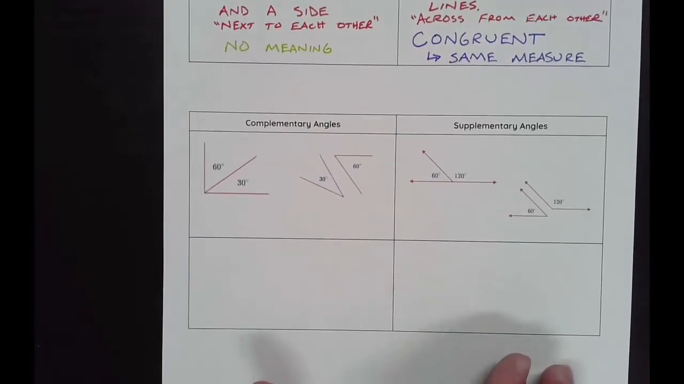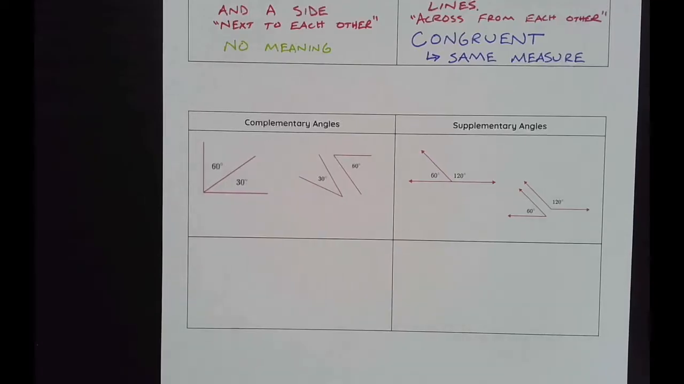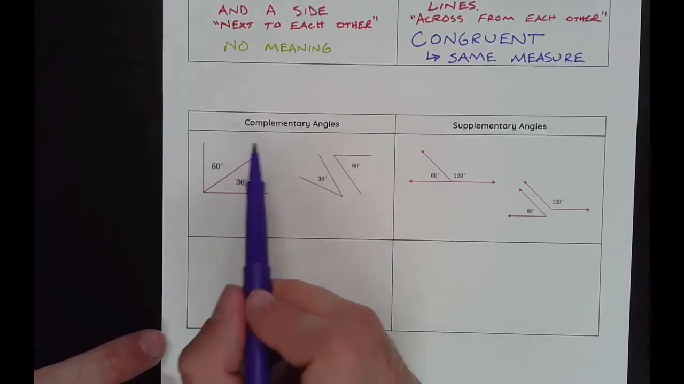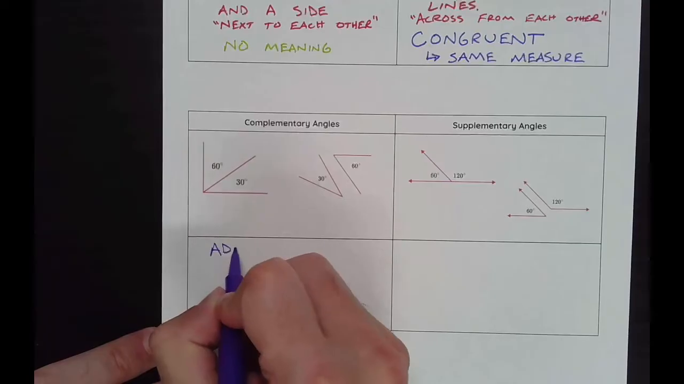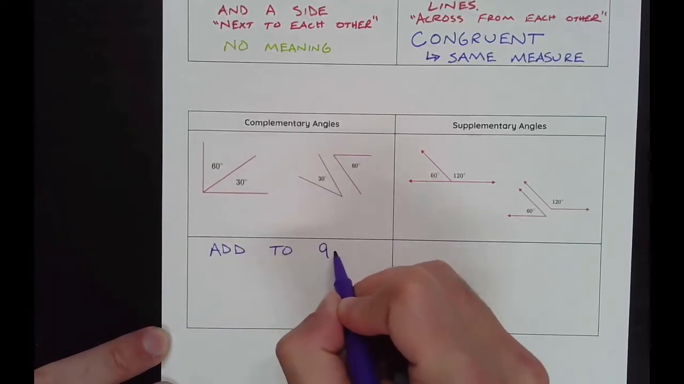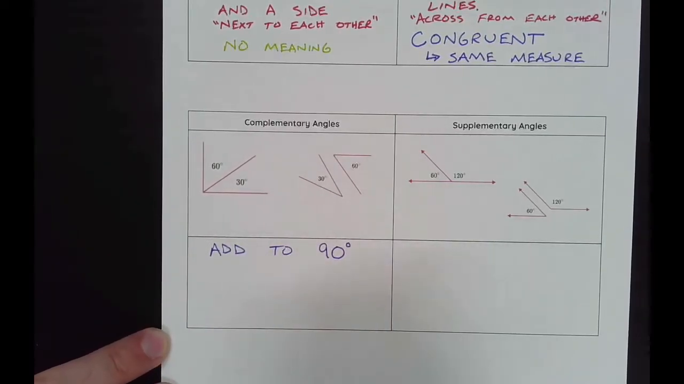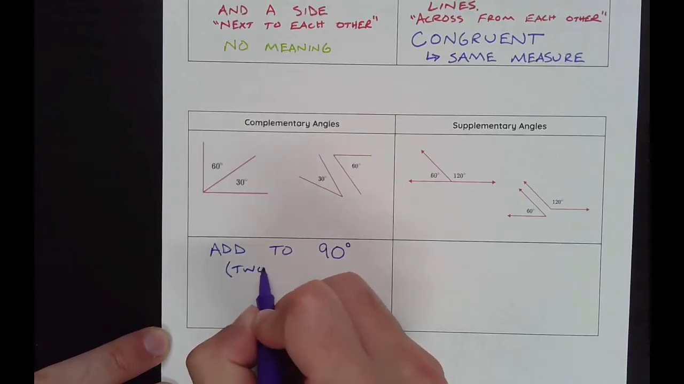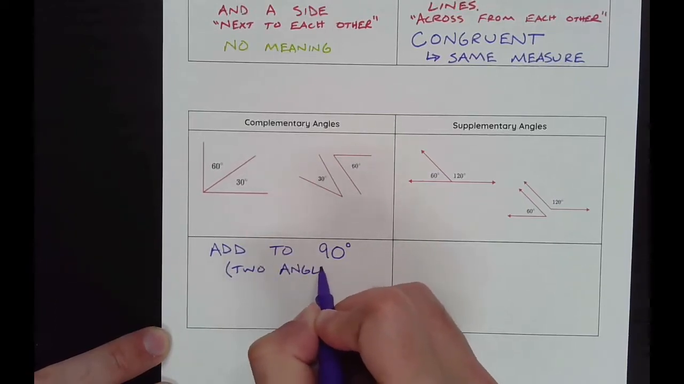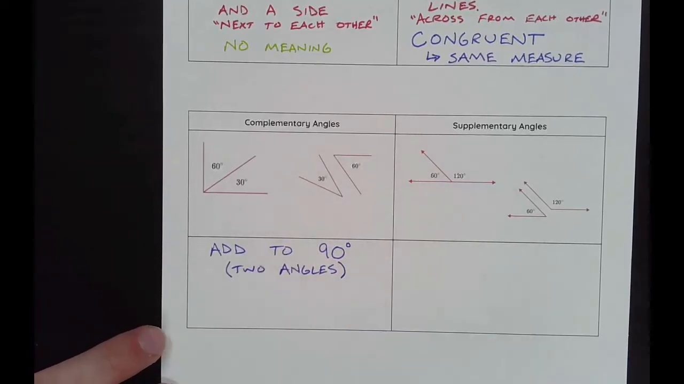Another relationship we'll talk about then is complementary angles. Complementary angles are going to focus on those two big measurements we talked about in the review, 90 degrees and 180 degrees. Looking at complementary angles, complementary angles are angles that add to 90 degrees. And it's important to note I'm going to write 2 angles. So I have 2 angles that add to 90 degrees.